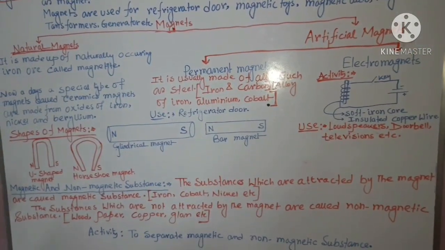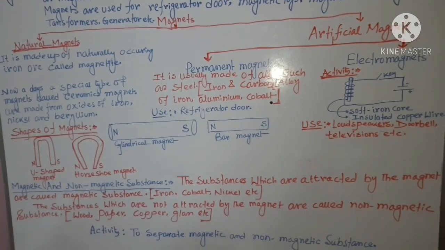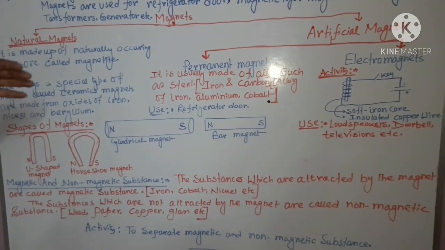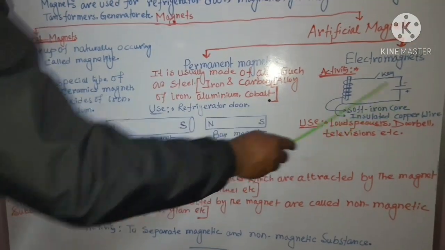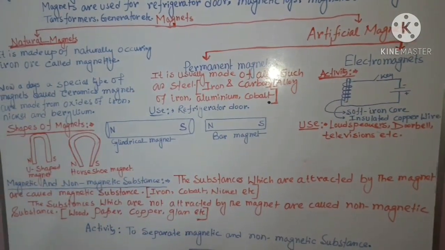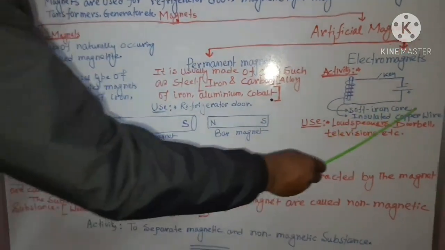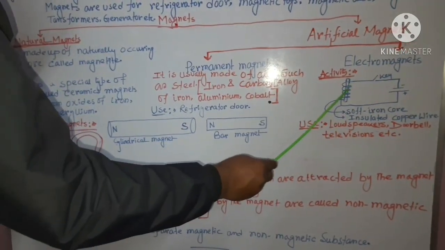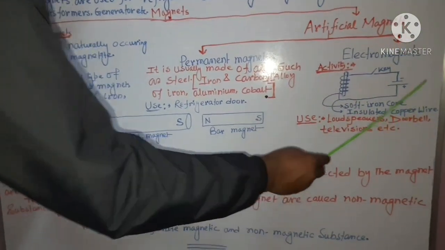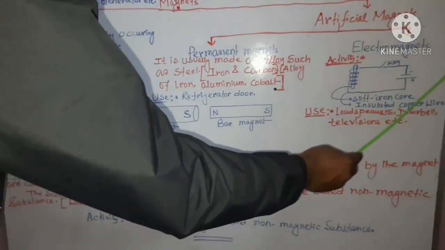Now you can prepare an electromagnet at your home. How? Just see the activity on the board very carefully. You just take a soft iron core. This is a soft iron core. You take an insulated copper wire. With the insulated copper wire, you give some turns on the soft iron core, and this insulated copper wire, with the help of a switch, you connect with a cell.